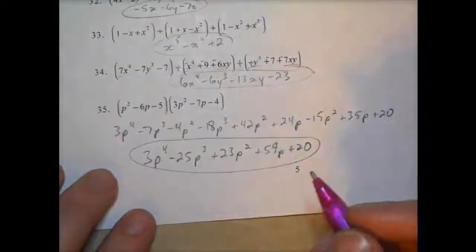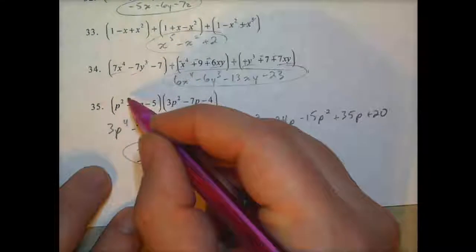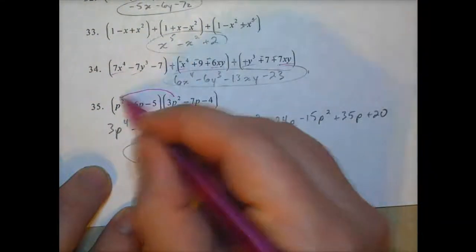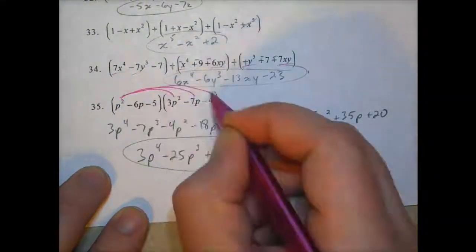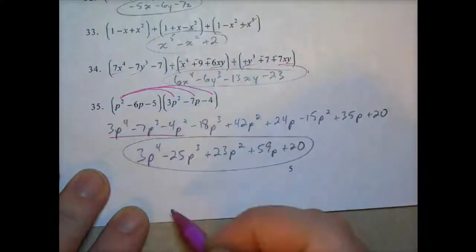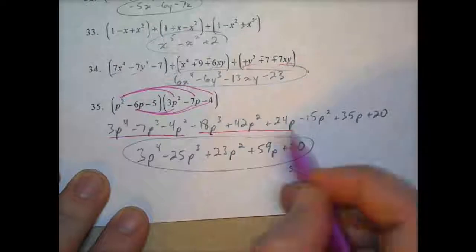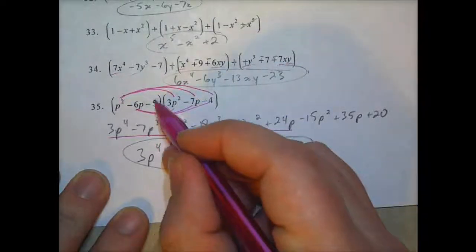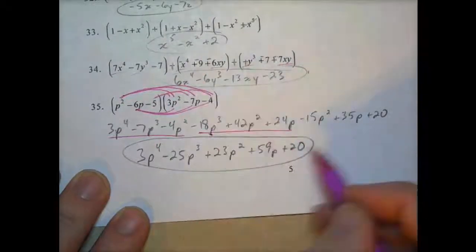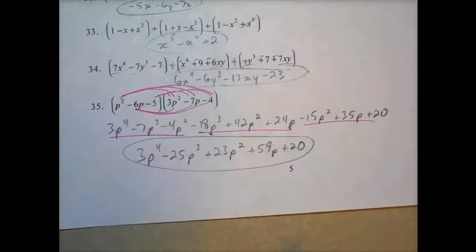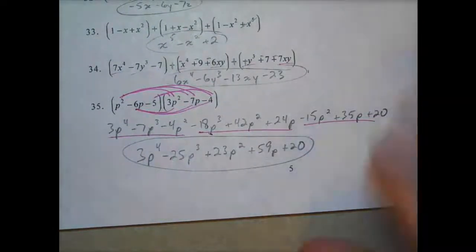All right, 35 requires a little bit of work because you need to distribute there to there to there. So that's where those first 3 came from. And then I distributed the negative 6p to all 3. So that's where those came from. And then I distributed the negative 5 to all 3. And that's where those came from. So it's just multiplying everything to everything, taking your time, making sure you're checking the exponents and the numbers, and then just combining like terms whenever you are done at the end there.